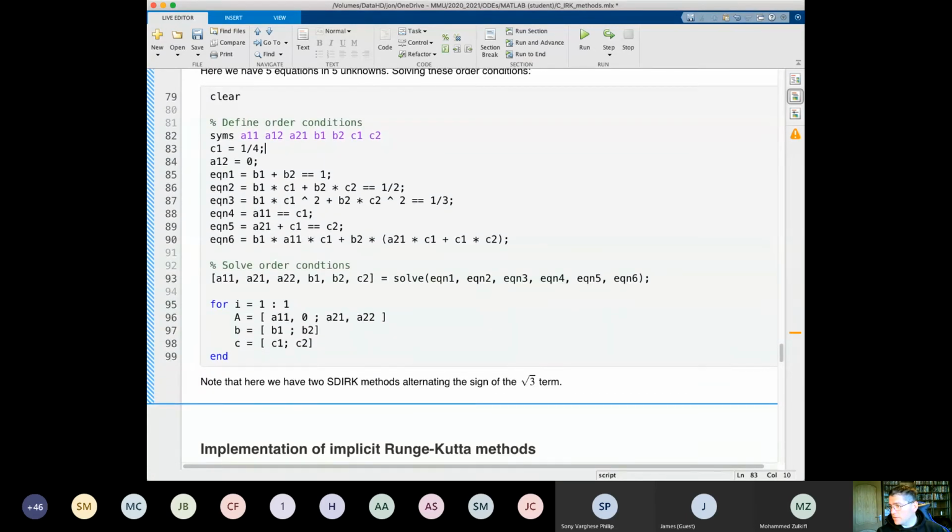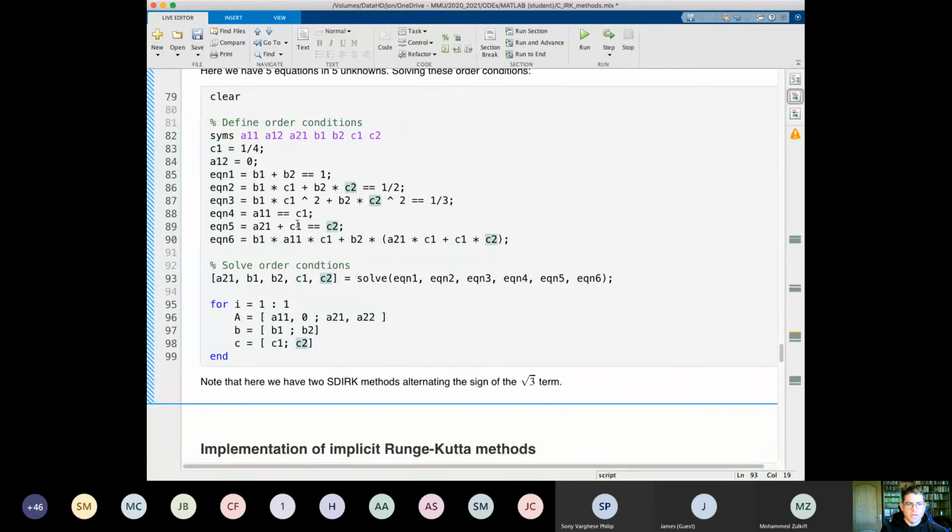Right, so just checking I've got everything correct. So I need all those ordering conditions. I'm not solving for A11 because I know it's C1, and I'm not solving for A22 because I know it's C2. So in this case I've got 4 unknowns. Okay, sorry, I should have 5 unknowns.